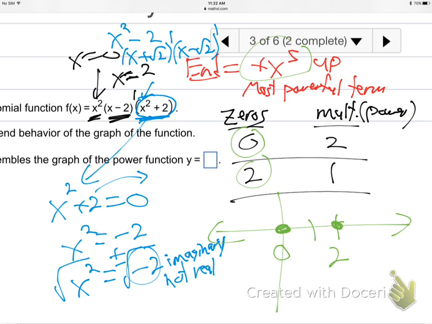The end is positive. It's up, so I can just trace it back now. In the end, it's going up in the end, right? You always kind of go up and then kind of trace it backwards from there because we know the end behavior is up right there, positive x to the 5th. So it's going up at the end.